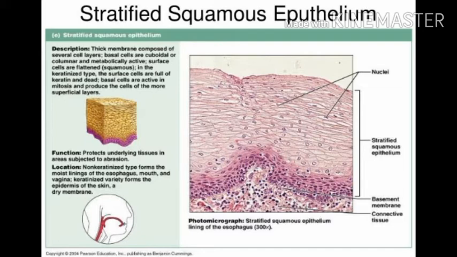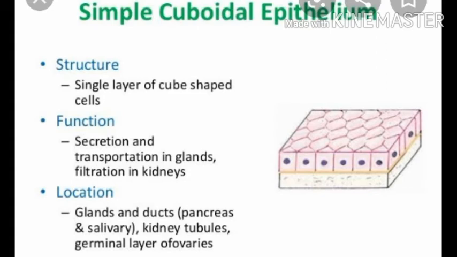Let us look at the second type of tissue, that is cuboidal epithelium. As the name says, they form a single layer of box shaped or cube shaped cells. The cuboidal epithelium is present in the glands and in the ducts, that is in the pancreas gland and salivary gland in the mouth. Also they are present in the kidney tubules and in the germinal layer of ovaries.